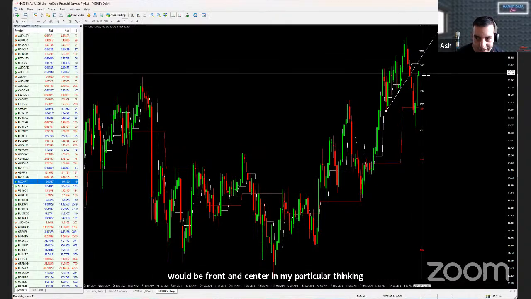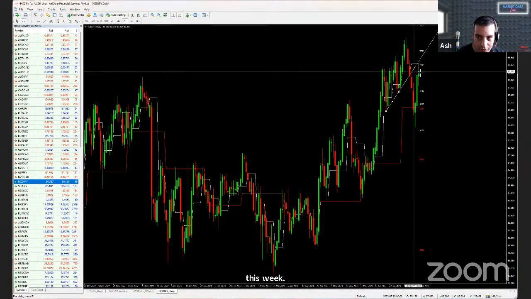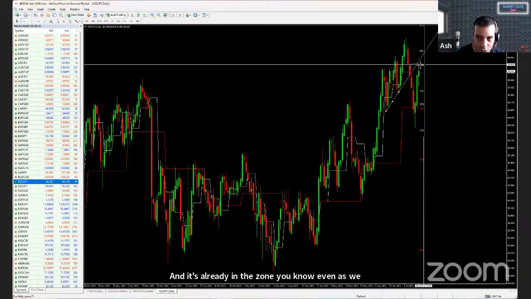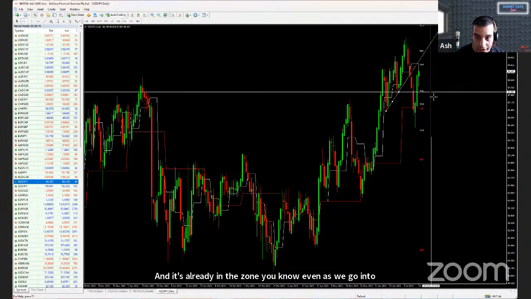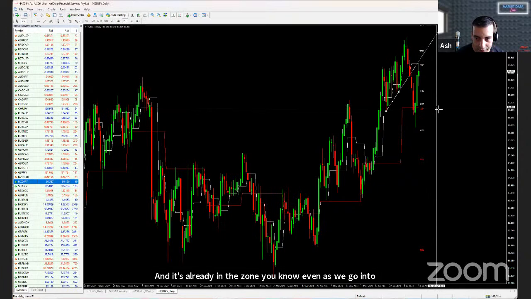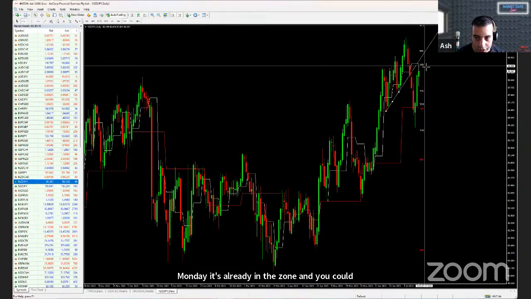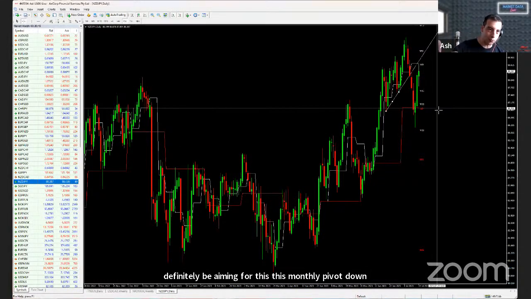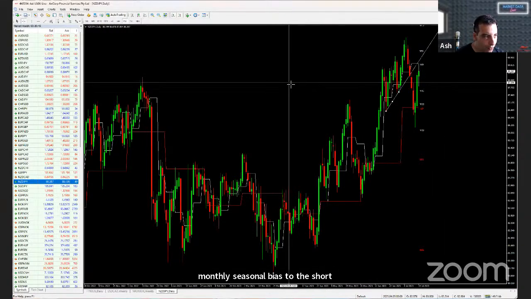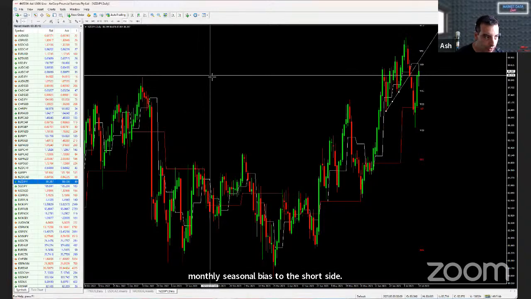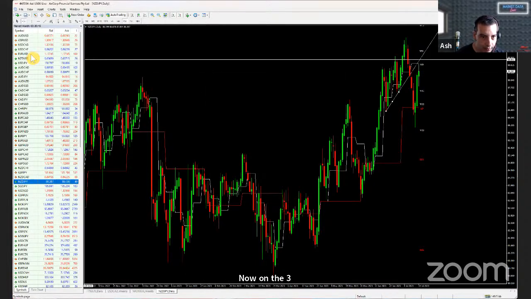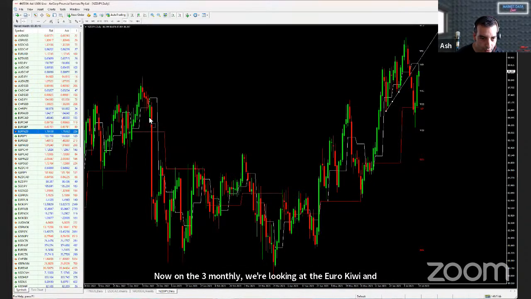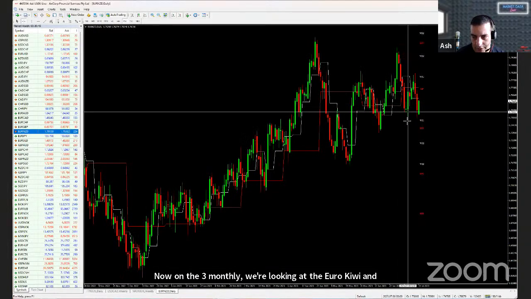And it's already in the zone. Even as we go into Monday, it's already in the zone, and you could definitely be aiming for this monthly pivot down here, and maybe even beyond. Because remember, this is a monthly seasonal bias to the short side. Now, on the 3 monthly, we're looking at the Euro Kiwi, and that one is also long on the Euro Kiwi. That's on the 3 monthly.